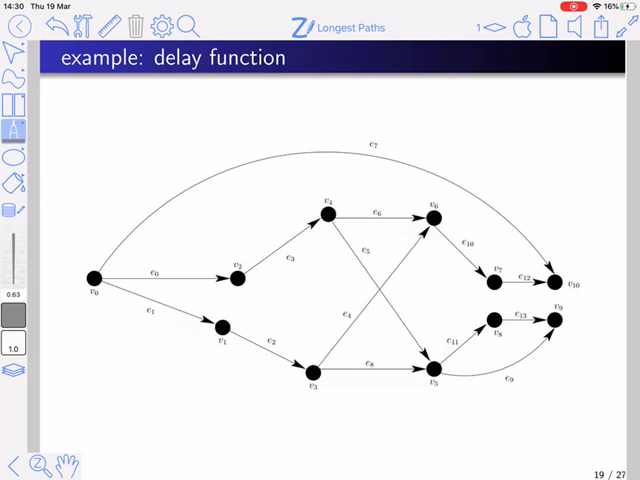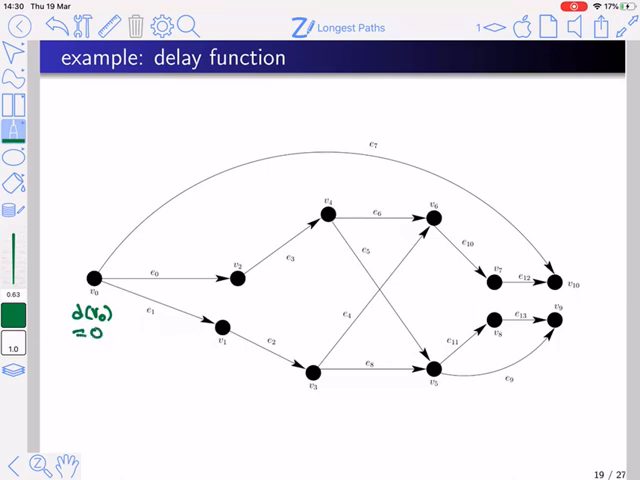Okay. We start with the source. What is the longest path that ends in a source? Well, the in-degree of a source is 0, and therefore we have no edge which enters V0, and therefore the length of the longest path that ends in V0 is 0. So we write d of V0 is 0.